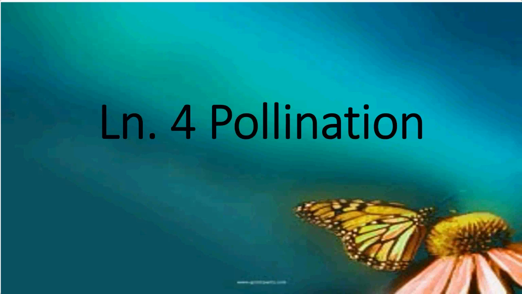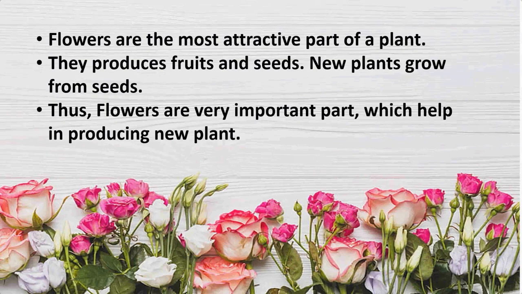Okay. So flower. What is a flower? Flowers are the most attractive part of a plant. They produce fruits and seeds. You all know this fact, right? From flowers only we are getting fruits and seeds. New plants grow from seeds. Thus, flowers are a very important part which helps in producing new plants.